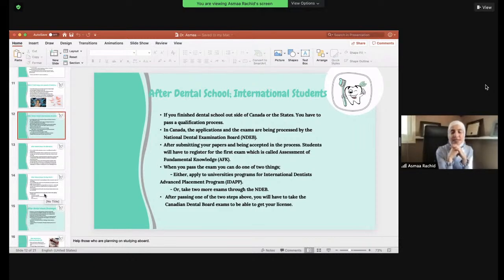you will have to do an exam called the Assessment of Fundamental Knowledge. That exam is really very overwhelming, because you will be tested on pretty much everything you've learned in the past 4 or 5 years. So everything: dental sciences, general sciences like biology, anatomy, microbiology, and then of course the dental sciences like ortho, perio, pedo, and all of that. So it needs a lot of preparation.